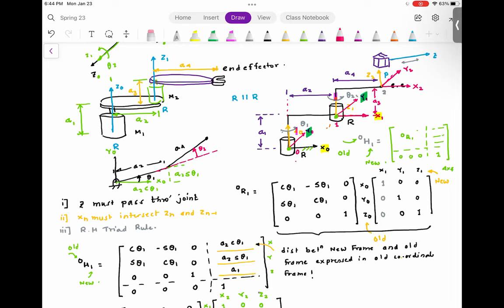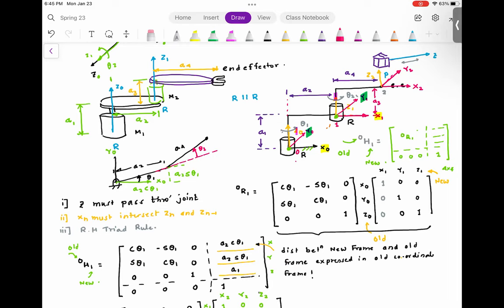Now, if you look from the top view, theta 1 is with respect to the zeroth frame. So, this is the zeroth frame. This is theta 1. You agree with me? Theta 2 is with respect to the first frame, which means if this is the frame, this is theta 2. Everyone understood this? So, you have this as theta 1, and this is theta 2.